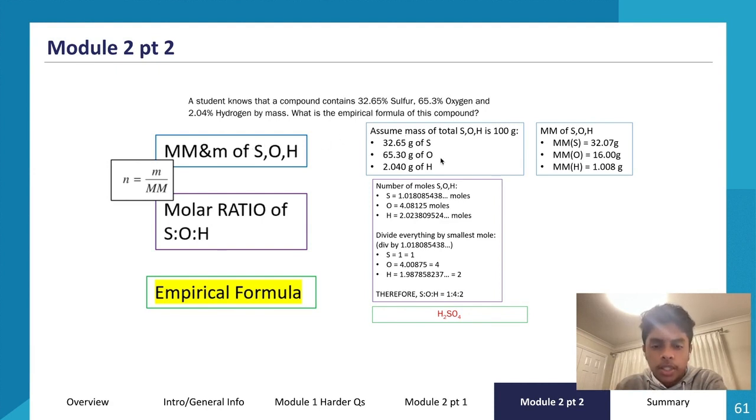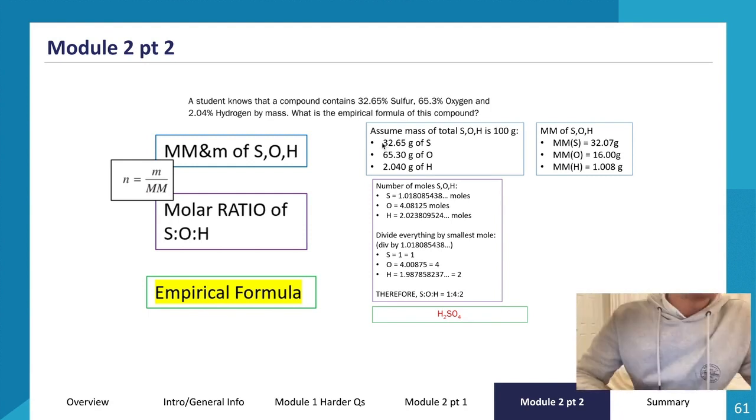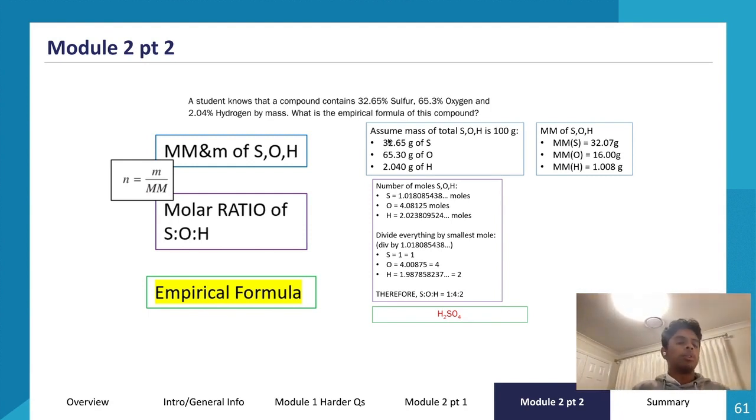So I do 32.65, divide it by its molar mass. The molar mass of sulfur is, let me quickly find it out. The molar mass of sulfur is 32.06. So to find the moles now, I do 32.65 divided by 32.06 to get a value of 1.018040... So yeah, approximately this value over here. So that's the number of moles of sulfur that I have.